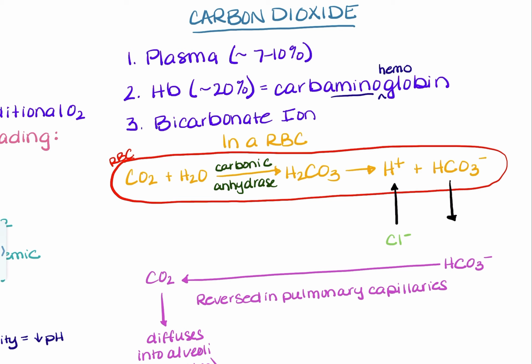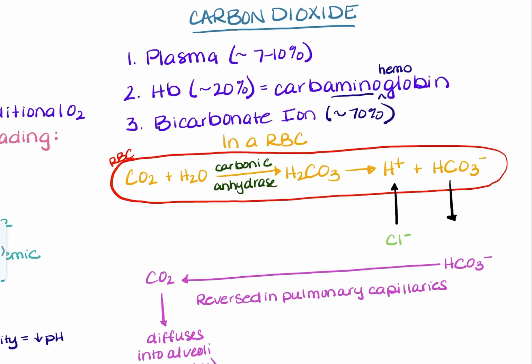But the bulk of our carbon dioxide is not transported via hemoglobin like it is oxygen. It's actually transported in a different form, as a bicarbonate ion. So what happens is we have the bulk of our carbon dioxide entering our red blood cells. We have about 90% that enter our red blood cells. 20% that enters our red blood cells binds to an amino acid on hemoglobin and becomes carbaminohemoglobin.